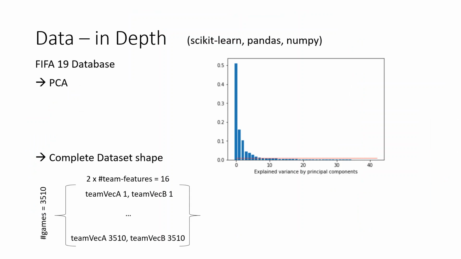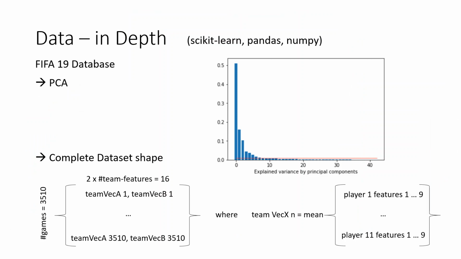I had 3,510 games after data cleansing, of course, that's the first dimension of the matrix, and 2 times the team features. So one team has 8 features, times 2 is 16 features, where one team vector was built like this. So I just took the mean of all the player attributes.